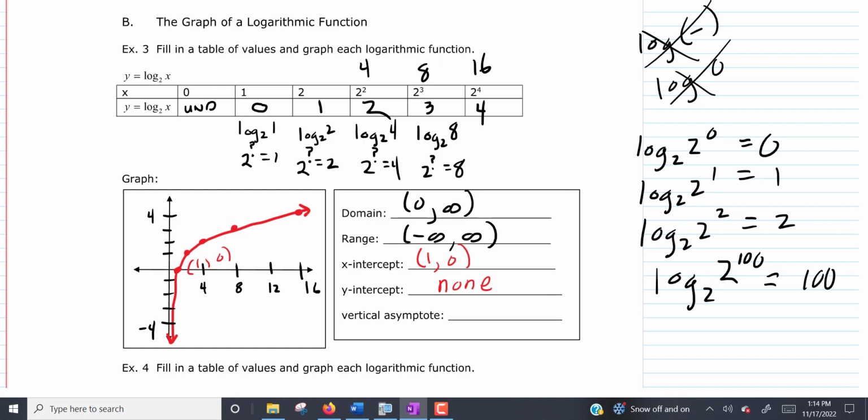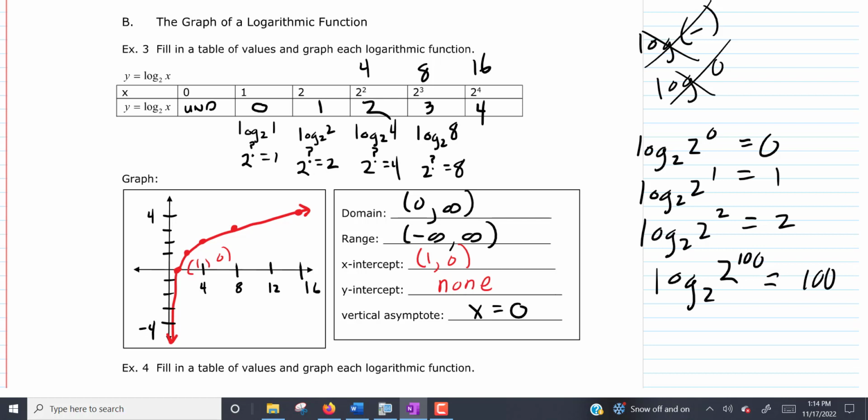Vertical asymptote, we have one. Remember, a vertical line is x equals something. x equals 0 is the vertical asymptote. The reason you don't have a graph to the left is because you can't take the log of a negative number. So you're only going to have a graph with positive x values like that. So that's how you do that.